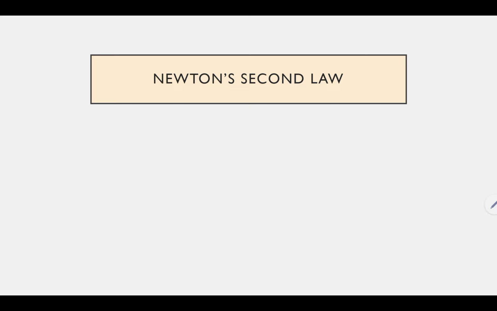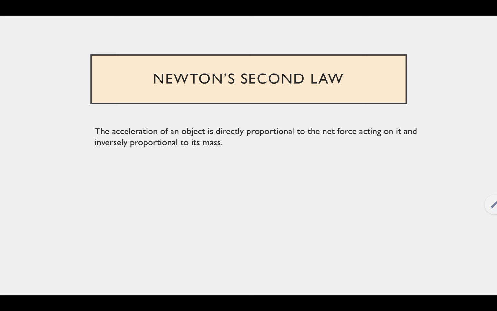Okay, Newton's second law is also another easy law. What did Newton say in his second law? He said that if an object is moving, the object's motion will depend on two things. The acceleration of an object will depend on force and mass.